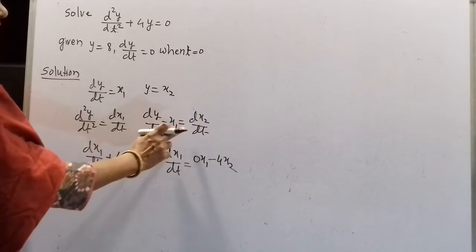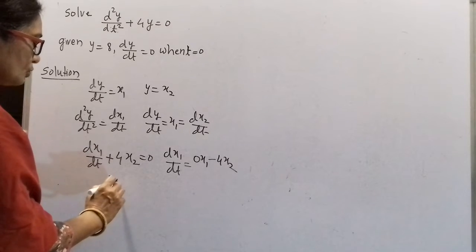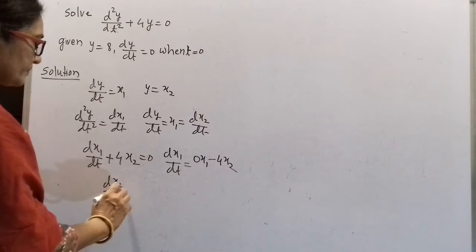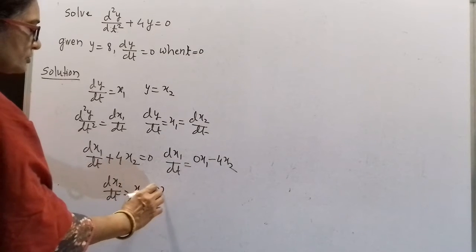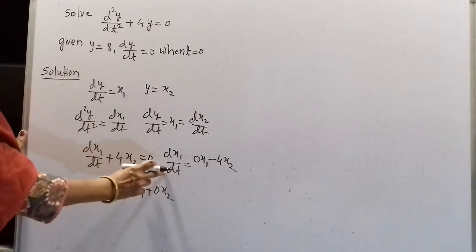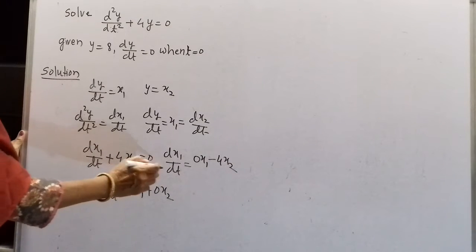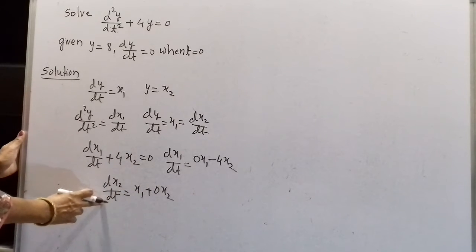This is one equation, and the other is dx2/dt = x1 + 0·x2. Using these two equations, we will convert them into matrix form, with dx1/dt and dx2/dt.